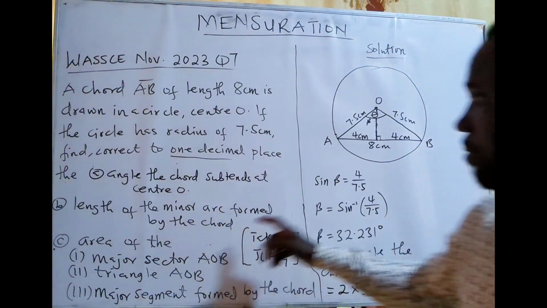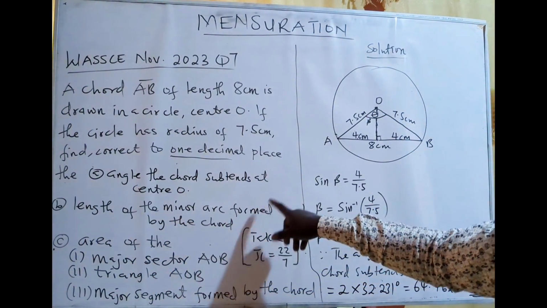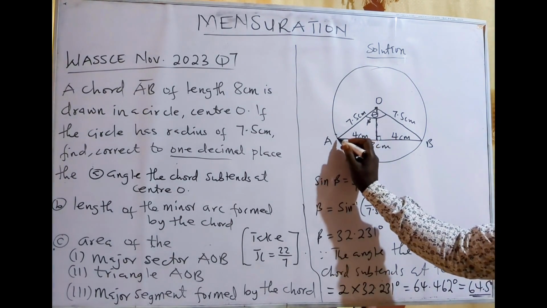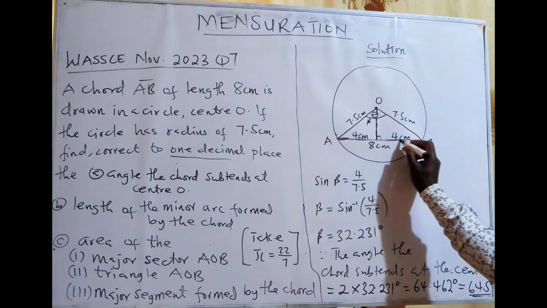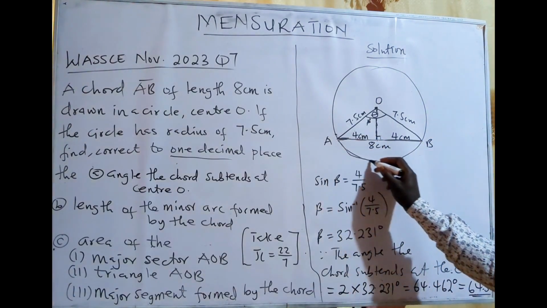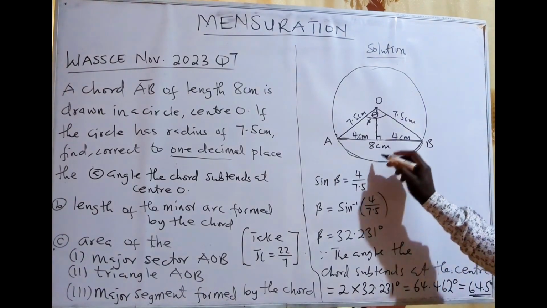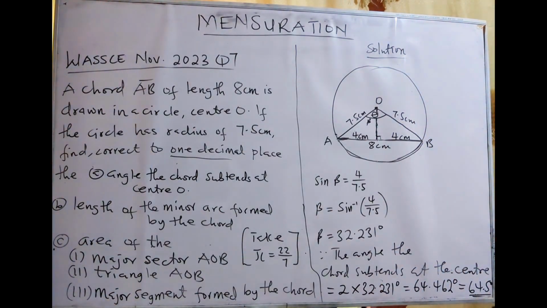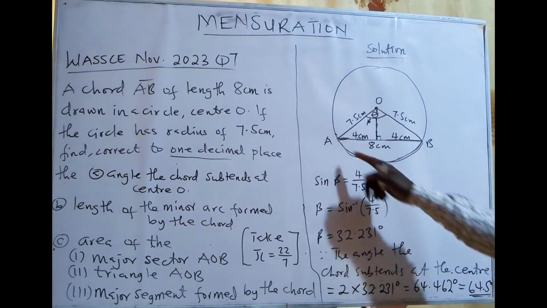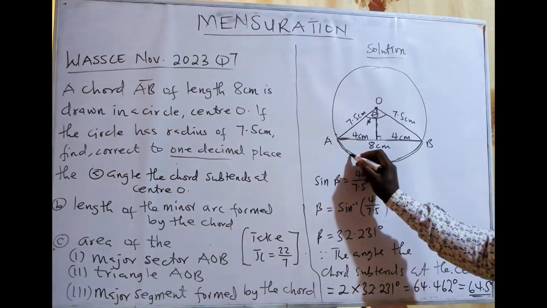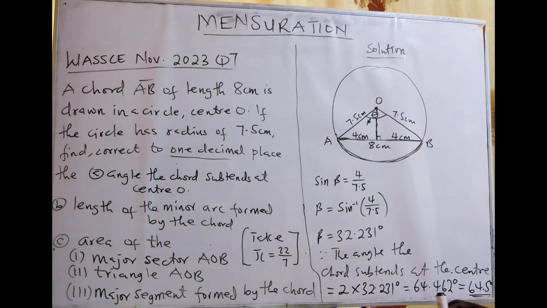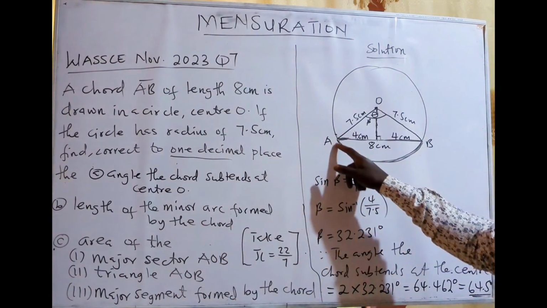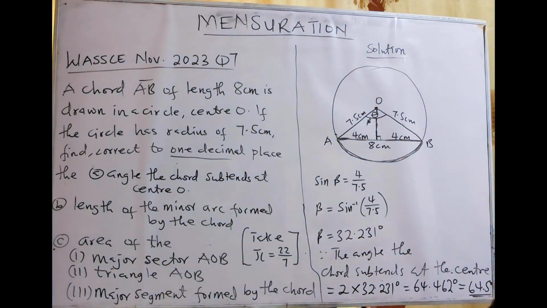B. Length of the minor arc formed by the chord. Okay, so we have our chord here. This arc here is the minor arc. And then the bigger arc here is the major arc. So we are finding the length of the minor arc formed by the chord. So this is the minor arc. The major arc is here.